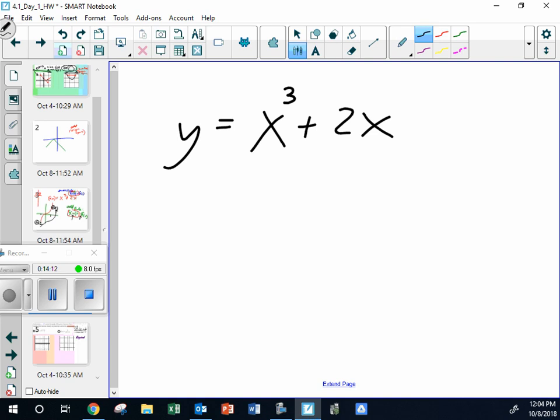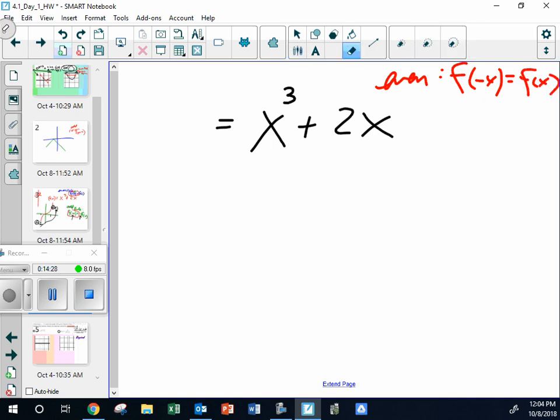That's not good enough. What is the even rule? Have you got a decent short-term memory? F of, what was it again? -x, they both start that way, equals f of x. So this, y, would you agree that y is the same thing as f of x?